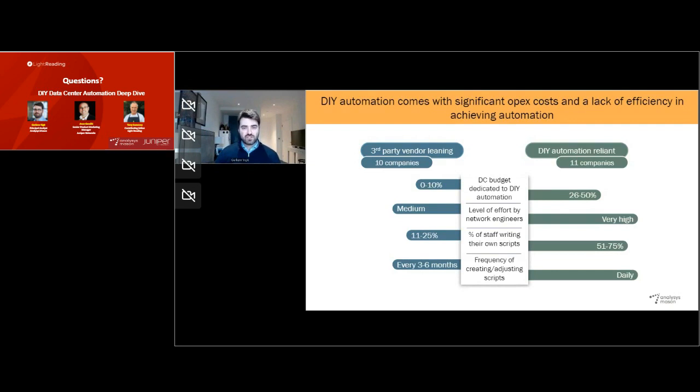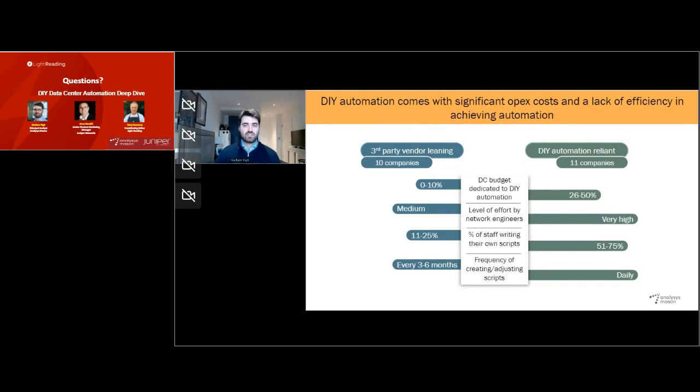So the first thing that jumped out of this analysis was that there is no significant difference between these groups in terms of their level of automation. So their DC network operations are pretty much automated in the same amount. However, when we look at the level of effort and resources put by the DIY-reliant companies, we see the true cost of DIY automation. As this slide shows, DIY-reliant companies are dedicating a good chunk of their data center budgets to these activities, and it includes the headcount. So there's big OpEx right there.